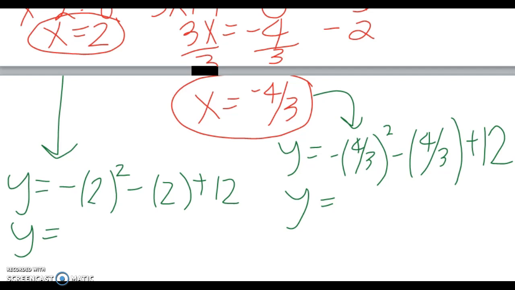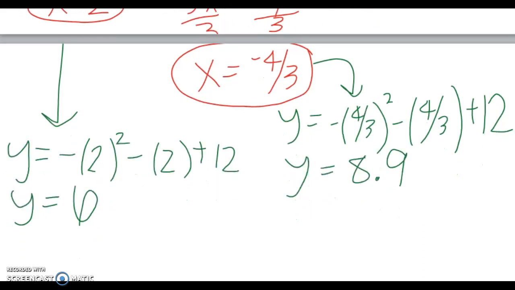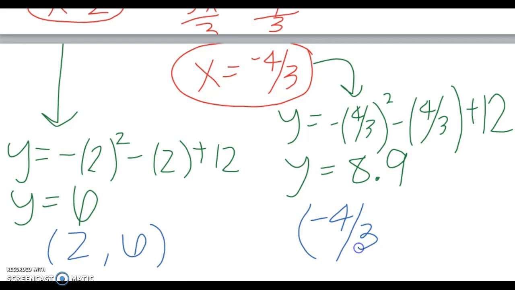When I plugged them into my calculator for this first one, I got y equals 6. And over here, you can either write it as a fraction or a decimal. I decided to write it as a decimal, so it was 8.9. Again, you are not quite done yet. You want to make sure to write your final answer as an ordered pair. So my one ordered pair should be 2, 6. And my ordered pair for over here is negative 4/3, 8.9.